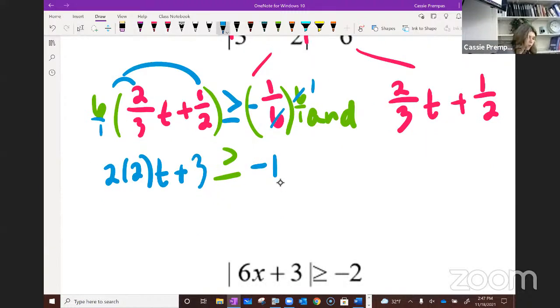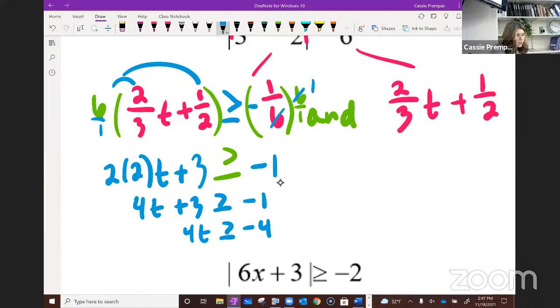So now I have 4t plus 3 is greater than or equal to negative 1. And then I subtract 3. So I'm going to get 4t is greater than or equal to negative 4. Divide both sides by 4. And I get t has to be greater than or equal to negative 1.